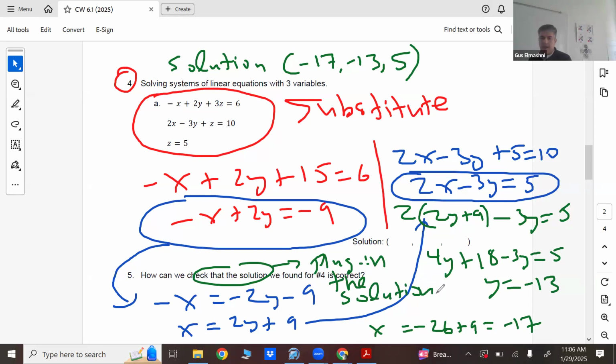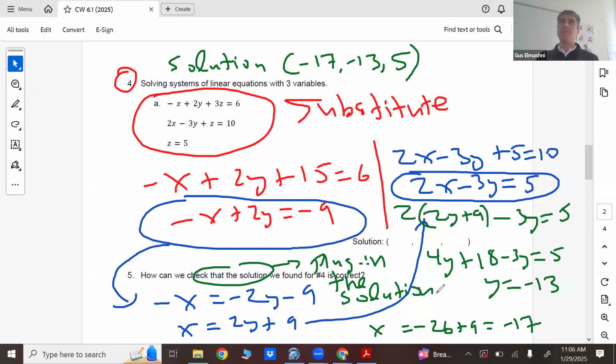Okay. Questions on that one? Now, go ahead. Solution for. You write the ordered triple. Right, we get to graph it. Correct. It's like you're trying to find the intersection. We're not going to do that. That's a little too much.